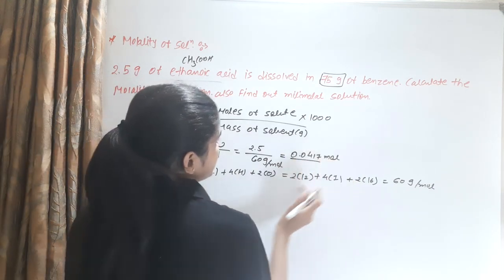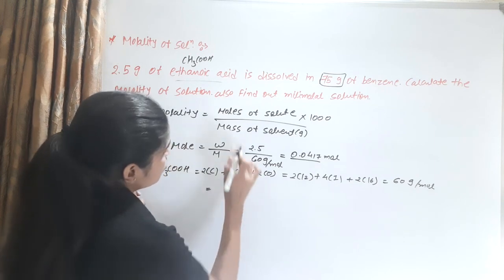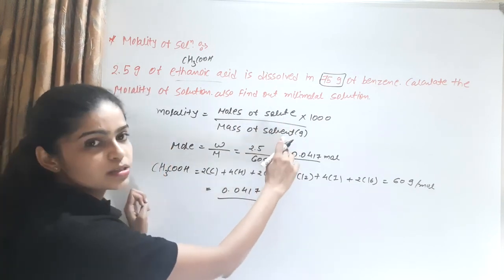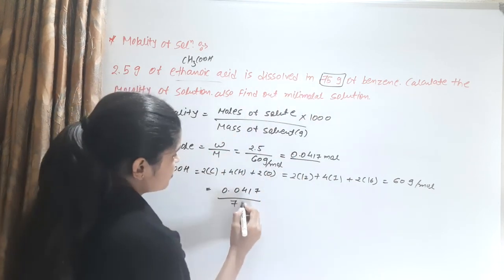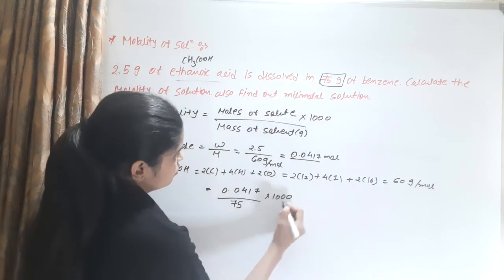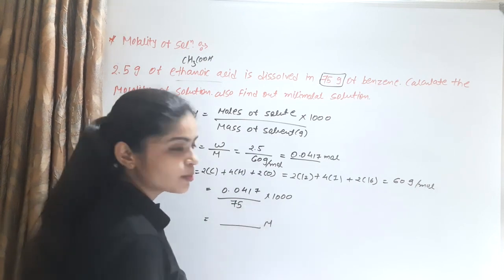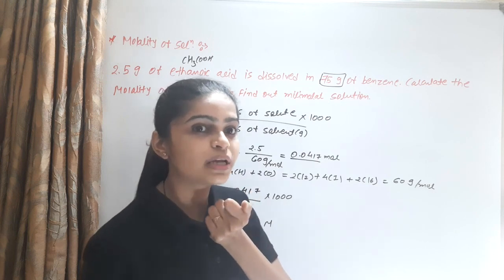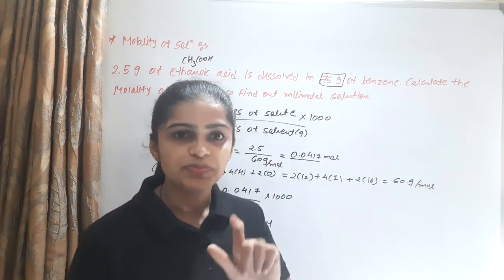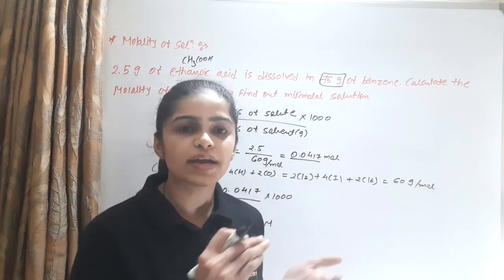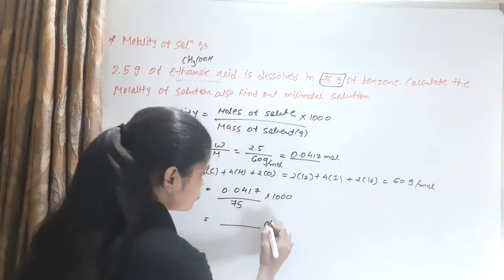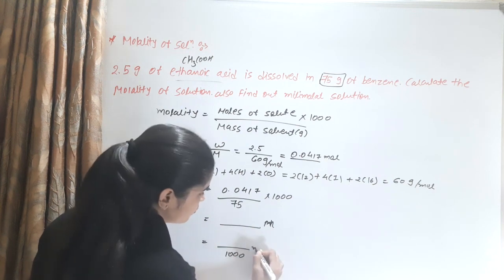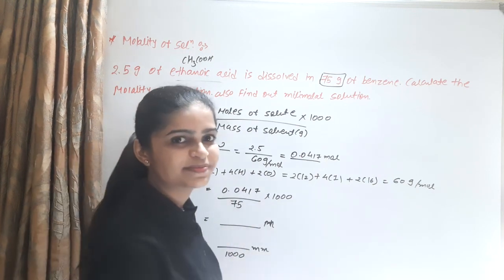This value is 0.0417 mole. Put this value in the equation: moles of solute 0.0417 divided by the mass of solvent, given value 75, multiplied with 1000. So this value gives the molality. Then find the millimolality. How to find the millimolality? Same as before, millimolal is found by dividing by 1000. So this value in molal, divided by 1000, is converted into millimolal.